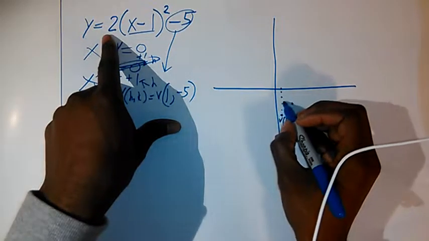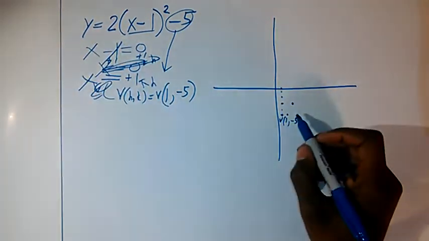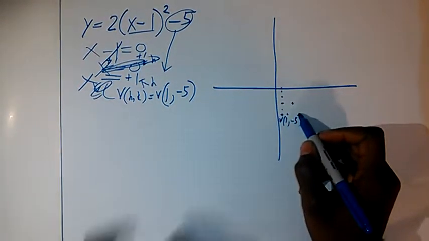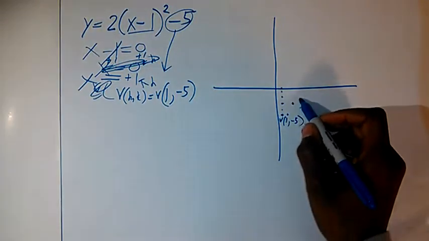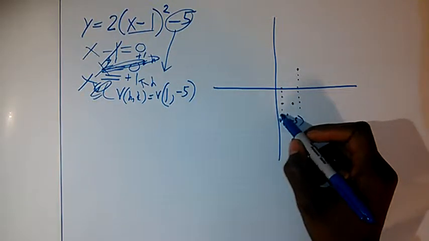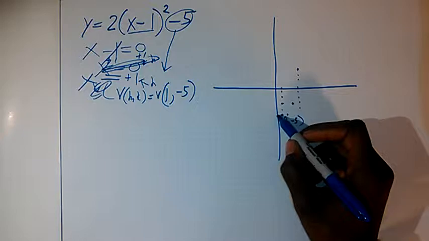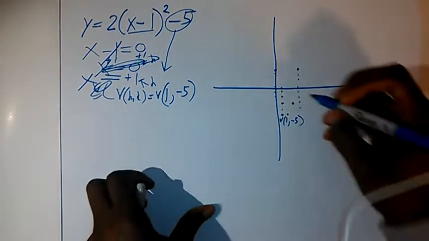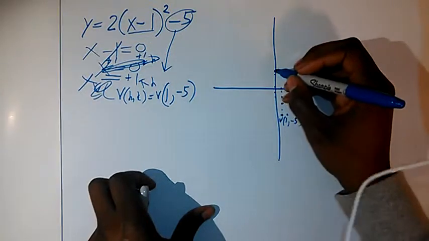1, 2. Go over twice. 2 squared is 4. We're going up 4. 4 times 2 is 8. 1, 2, 3, 4, 5, 6, 7, 8. Go left twice. 1, 2. Up 1, 2, 3, 4, 5, 6, 7, 8. And then connect the dots.